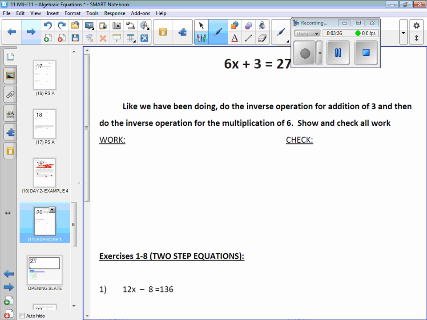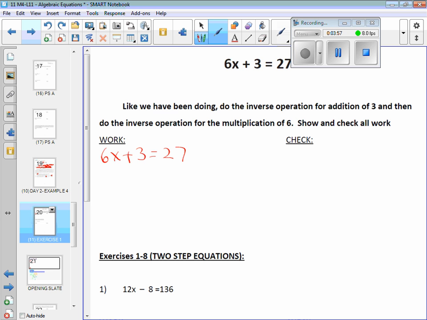This is the same equation, so you don't have to flip back and forth. I'm going to write the original equation here, 6x plus 3 equals 27. You've already told me that you've got to handle what first? What do you have to handle first, Foz?